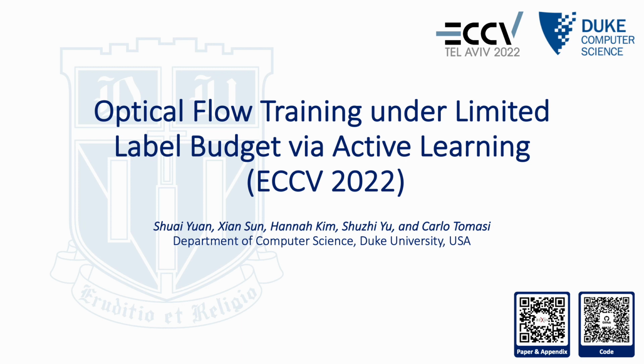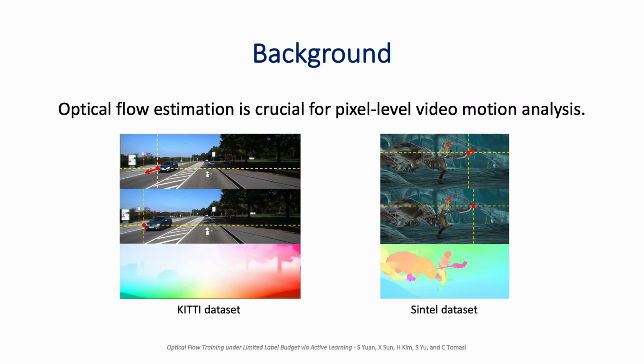In this video, we introduce optical flow training under limited label budget via active learning for ECCV 2022. Optical flow estimation is crucial for pixel-level video motion analysis. Optical flow is defined as the 2D displacement vector pointing from one pixel to its corresponding position in the next frame. Its estimation is a dense correspondence matching problem.